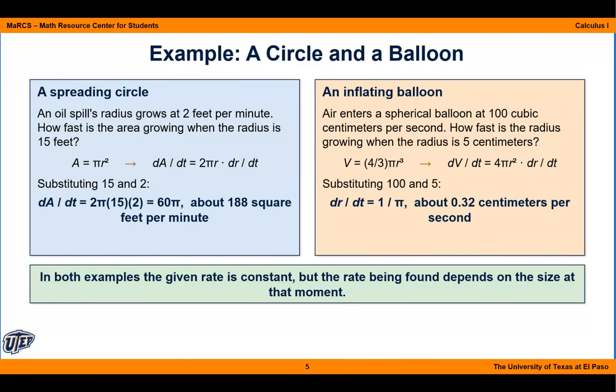For the balloon, air enters at 100 cubic centimeters per second, and we want the radius rate when r equals 5 centimeters. Begin with V equals 4/3 pi r cubed. Differentiating with respect to time gives us dV/dt is equal to 4 pi r squared times dr/dt. Substitute dV/dt equals 100 and r equals 5, and then solve. The radius is growing at 1/pi centimeters per second, or approximately 0.32 centimeters per second. In both examples, the given rate is constant. The rate being found changes as the size changes.